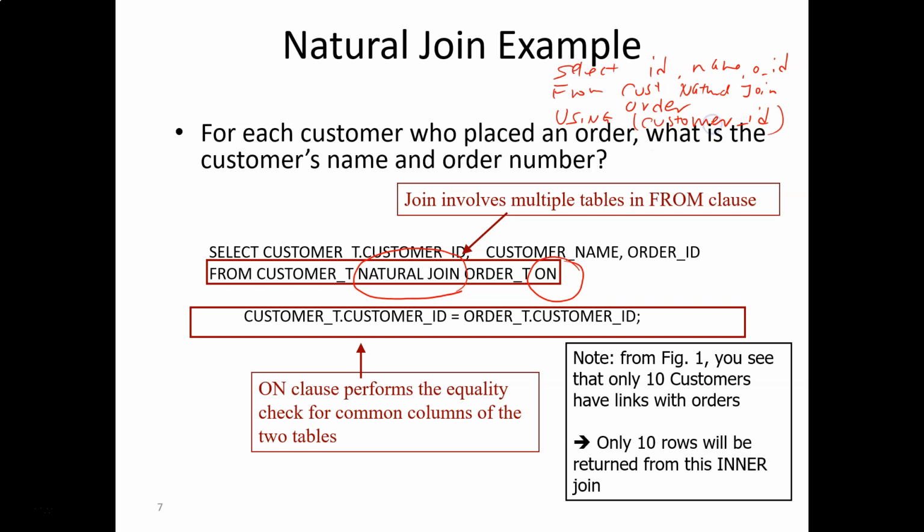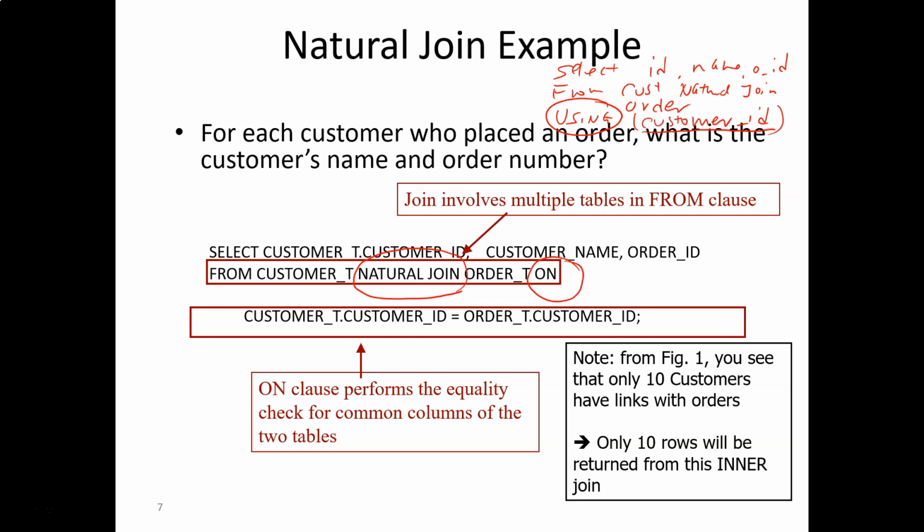As you can see, the difference here is instead of using the keyword on, we are using the keyword using. And here we do not have an equation. We just put in the name of the field that we are going to match. And this can only be used if you name the primary key and the foreign key the same. In this case, we call the primary key customer ID and we call the foreign key also customer ID. So that's why we can use this using syntax.